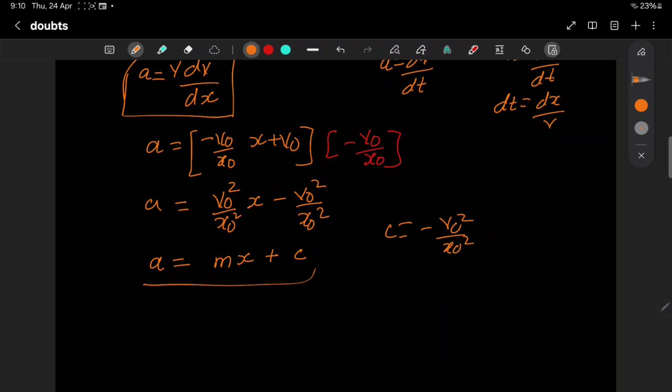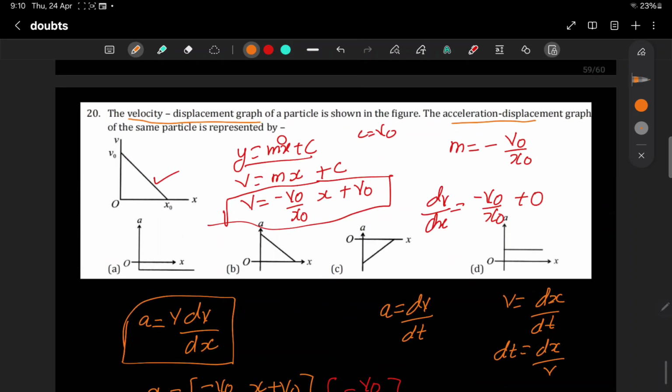Correct? So this is a straight line equation. Similarly, how does the slope come? You don't bother about this thing. Okay, what is the slope? The slope is positive. This is one thing. Similarly here, when x is equal to 0, the boundary condition, what is your a? Minus of v0 square by x0 square. So acceleration at the start will be negative. Two things we can note: the slope is positive, and the starting acceleration is negative. Here the slope is negative, so this is only one graph. Similarly, when x is equal to 0, what is your a? It is negative. So this is what is correct.